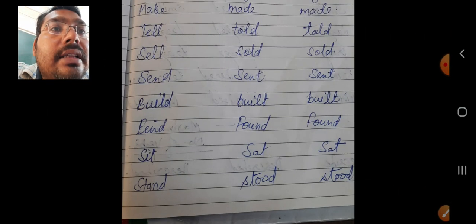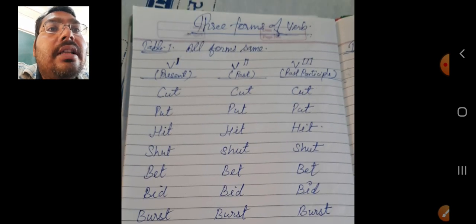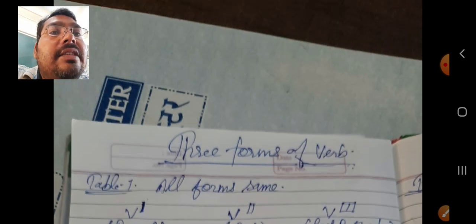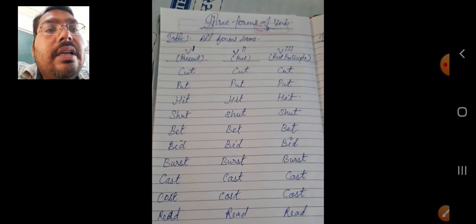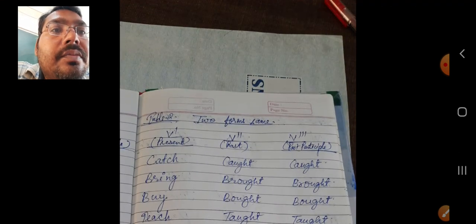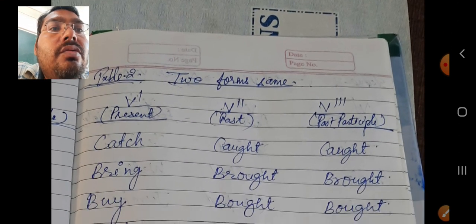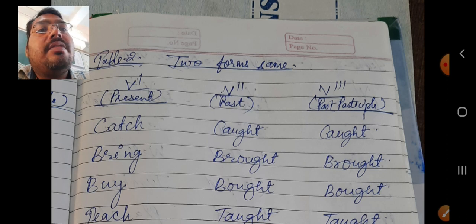Alright, so these were your three forms of the verb, all three forms the same. This was table number 1. So table number 1 is clear to you. Now I will tell you about table number 2. Table number 2 includes the verbs that have two forms the same, meaning the verb second and verb third forms will be the same.